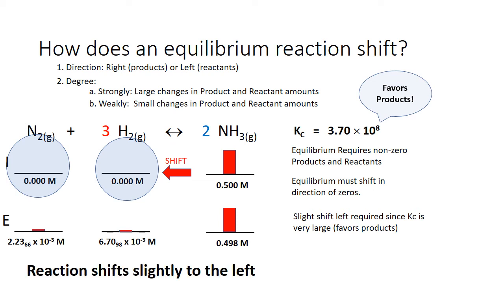This is a reaction that has shifted slightly to the left, consistent now with the equilibrium constant, that at equilibrium we should have mostly or a lot of products present and only small amounts of reactants that are present.